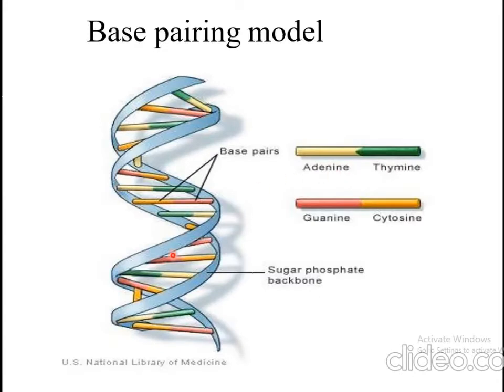These are the base pairing models you can see in this picture. Adenine and thymine are in green and yellow color, guanine and cytosine in red and yellow color. These base pairs are present in the double helical structure of DNA. You can see this double helical structure acts like a ladder, and these base pairs perform the function of the steps of the ladder.